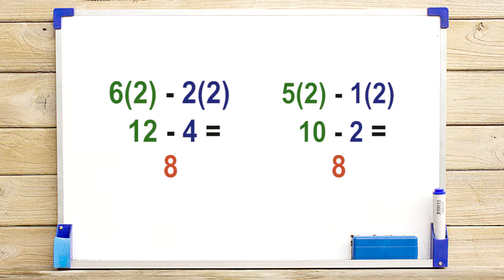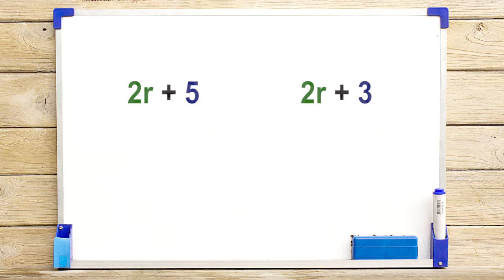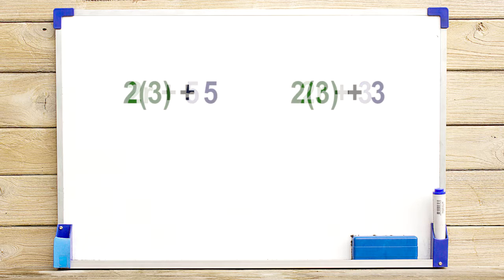Let's look at another set of expressions to determine if they are equivalent. We can use any number for the variable r to determine if the two expressions are equivalent. Let's use the number 3. We will substitute in a 3 for the variable r. In the first expression, 2 times 3 equals 6, and 6 plus 5 equals 11.